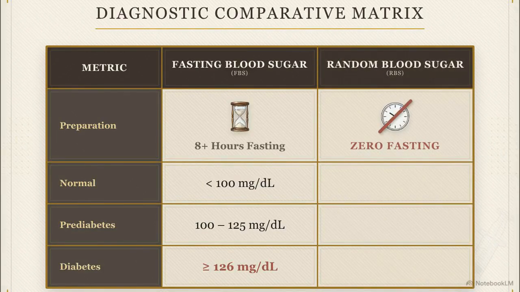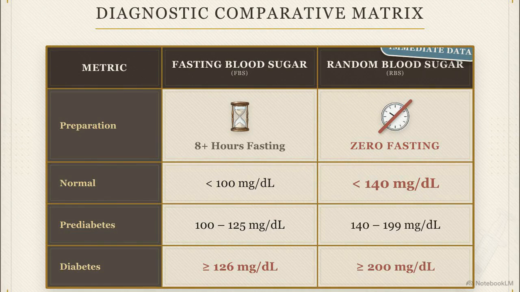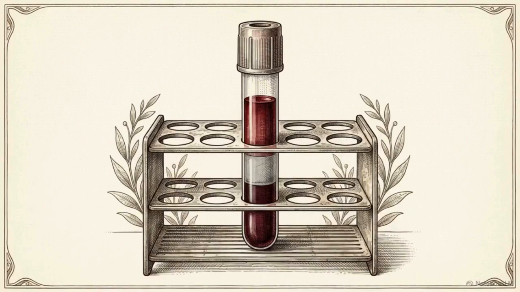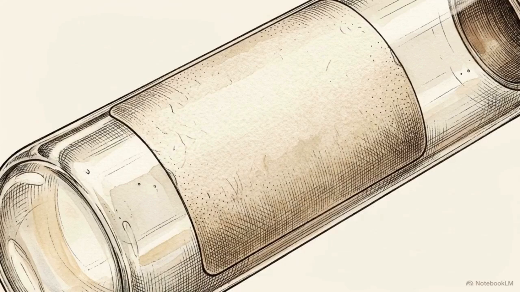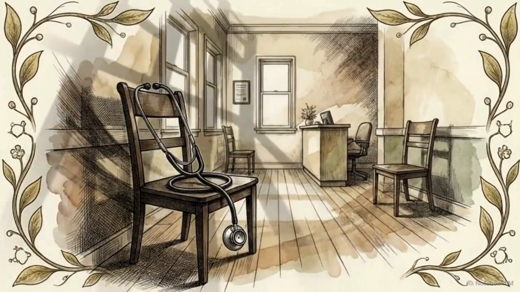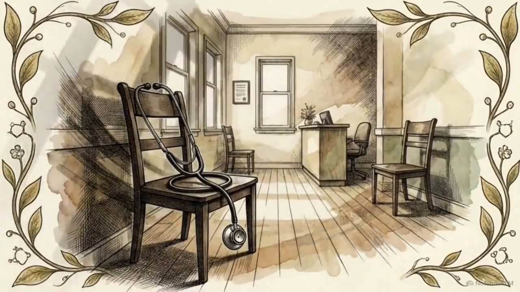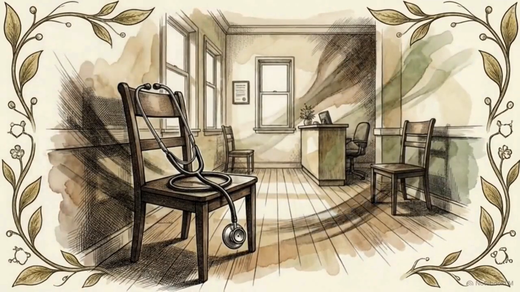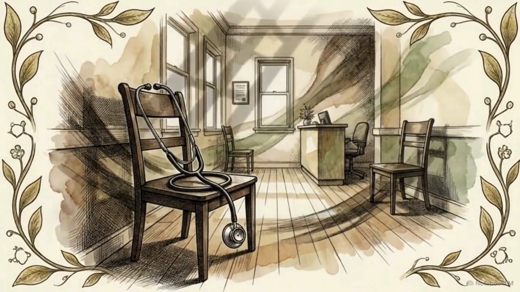The advantage is access: zero fasting, taken at any time. It delivers immediate data during sudden, severe symptoms. Because you may have just eaten, the normal threshold is higher, sitting under 140 milligrams per deciliter. But because the timing is random, it is a blunt instrument. An RBS test cannot reliably catch the subtle, quiet metabolic changes of early-stage prediabetes. Snapshot tests are highly effective for establishing a clean resting baseline or diagnosing a clinical emergency. They completely fail to show your long-term metabolic health.